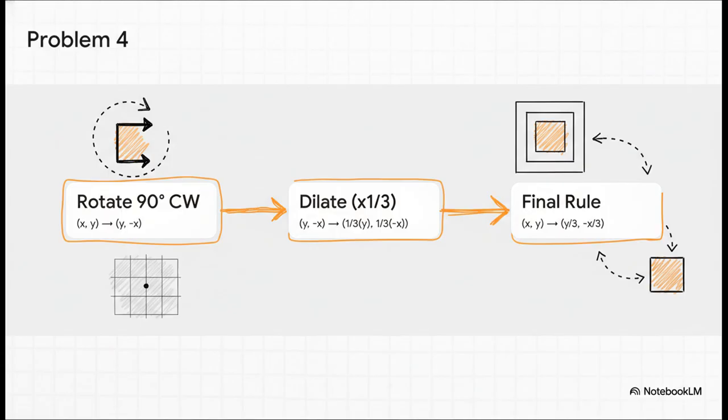A 90-degree clockwise rotation gives us y comma negative x. Then we dilate that by 1/3. It works just like before, we just multiply each part by the scale factor. So we get y over 3 and negative x over 3. See? The process is exactly the same. Once you get the pattern down, it really starts to click.